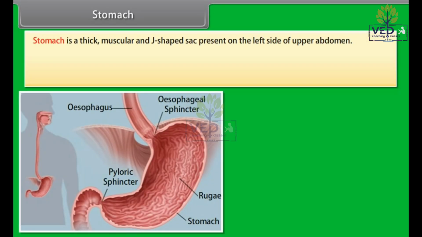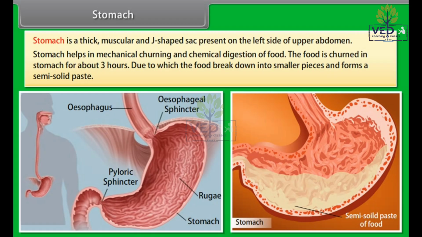Stomach. Stomach is a thick, muscular, and J-shaped sac present on the left side of the upper abdomen. Stomach helps in mechanical churning and chemical digestion of food. The food is churned in the stomach for about 3 hours, due to which the food breaks down into smaller pieces and forms a semi-solid paste.